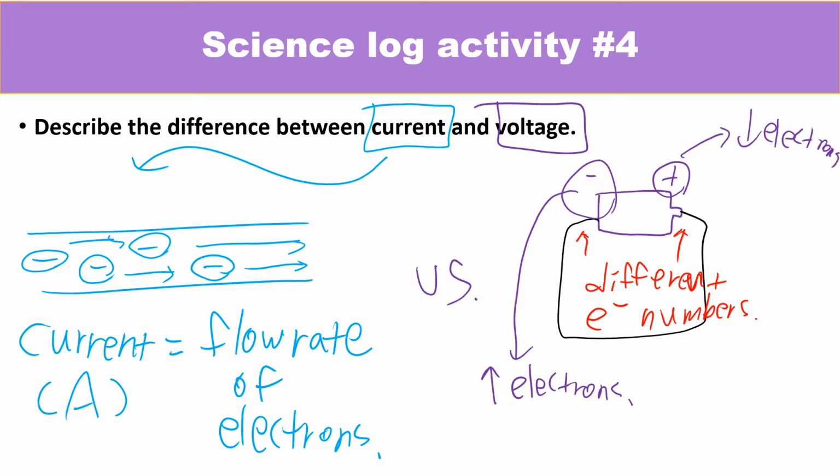And that creates energy. It works like water at different heights and how that creates energy, something like that. Voltage is a measurement of potential energy due to the difference of electron number, if you will.